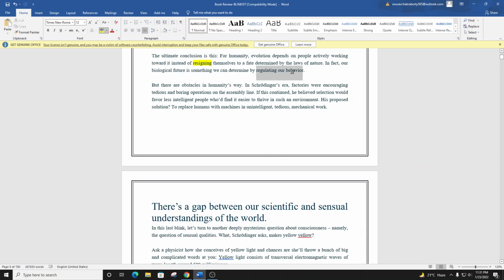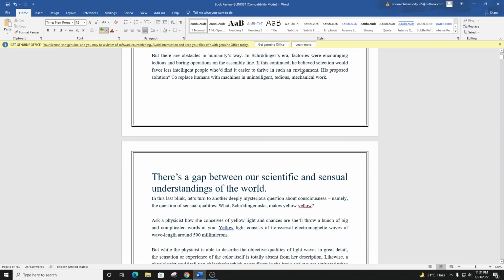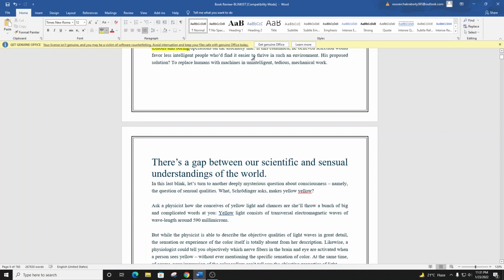But there are obstacles in humanity's way. In Schrödinger's era, factories were encouraging tedious and boring operations on the assembly line. If this continued, he believed selection would favor less intelligent people who'd find it easier to thrive in such an environment. His proposed solution? To replace humans with machines in unintelligent, tedious mechanical work.